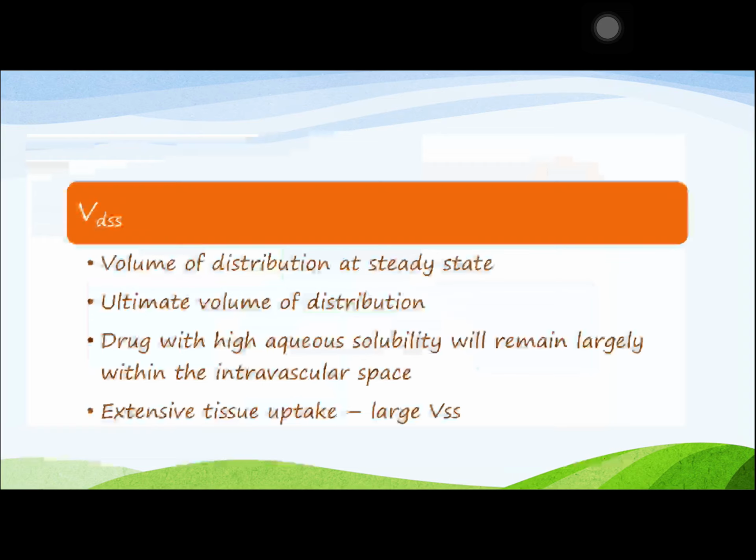The volume of distribution at steady state is the ultimate volume of distribution. A drug with high aqueous solubility will remain largely within the intravascular space. An extensive tissue uptake means a large VDSS.